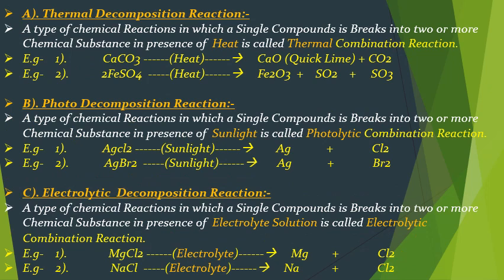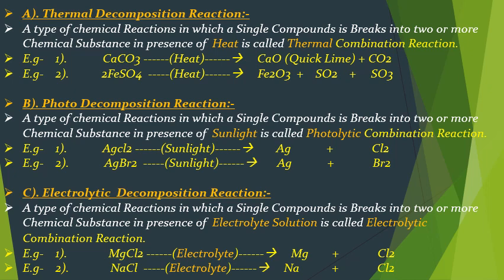Thermal decomposition, as we discussed, is a type of chemical reaction in which a single compound breaks into two or more chemical substances in the presence of heat. Calcium carbonate and ferrous sulfate, in the presence of heat, split into their constituent compounds.